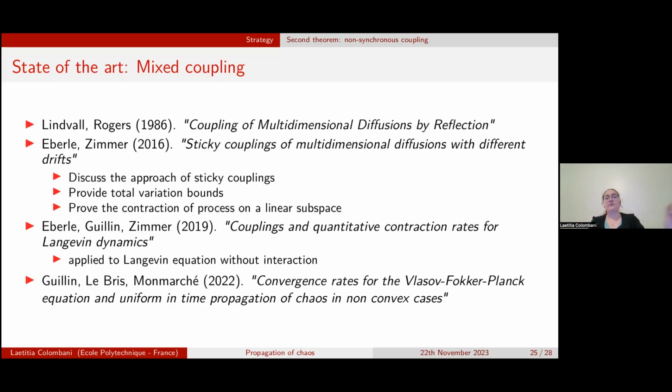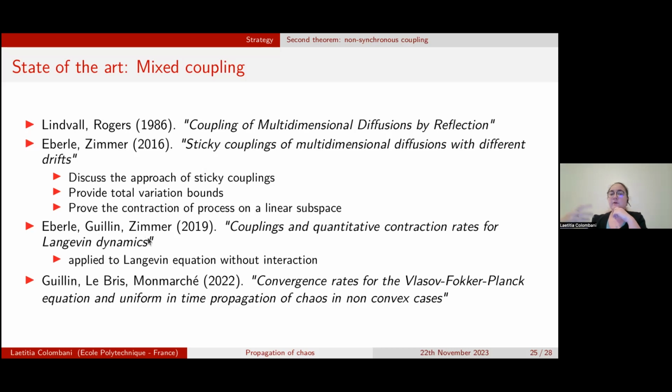So this idea of mixed coupling has already been studied before. Lindvall and Rogers worked on the coupling of multidimensional diffusions by reflections. So it was only the reflection coupling, but with multidimensional diffusions. And later, Eberle and Zimmer worked on sticky couplings for diffusions. So we are not exactly in the same context, it's not exactly the same type of couplings, but they proved the contraction of processes on a linear subspace, and they worked with different subspaces, with different couplings, to prove the results they wanted.